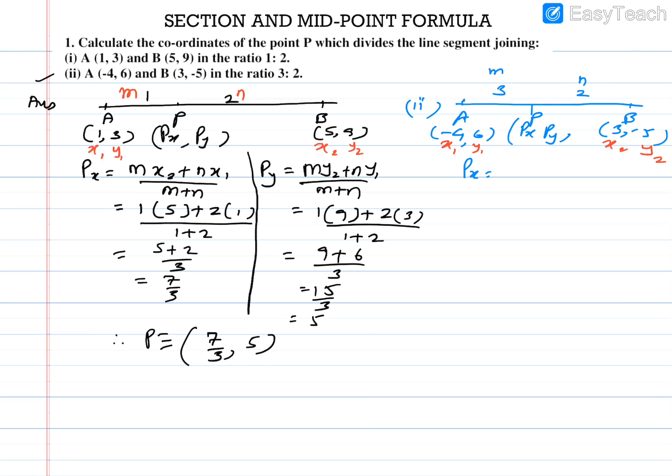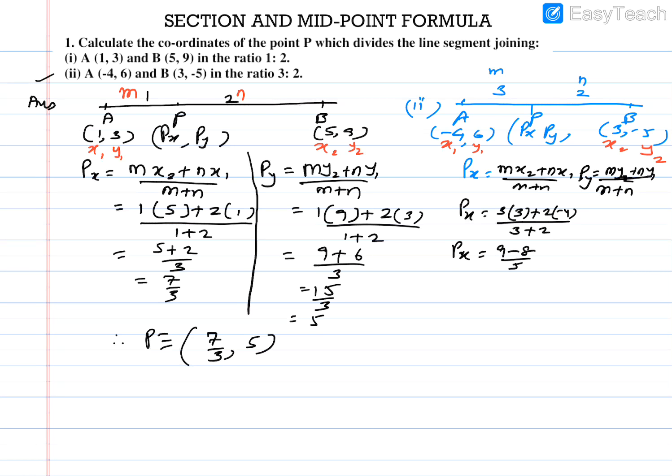So what will be the formula for x? Px will be equals to mx2 plus nx1 upon m plus n. And similarly for Py, it will be my2 plus ny1 upon m plus n. After solving, you get Px as, now what is m? 3. What is x2? X2 is also 3. What is n? 2. What is x1? It is minus 4 upon m plus n, that is 3 plus 2. Px equals to 3 3s are 9 minus 8 upon 5. So Px is 1 upon 5.